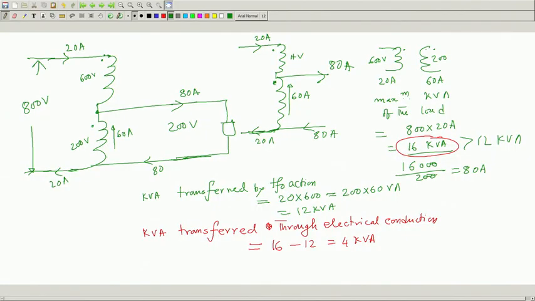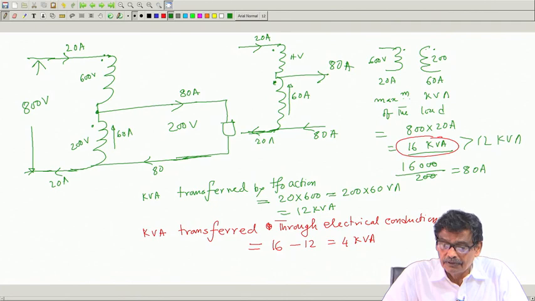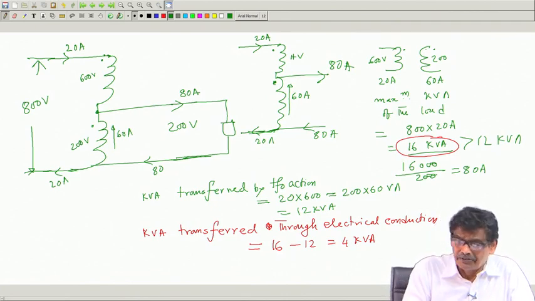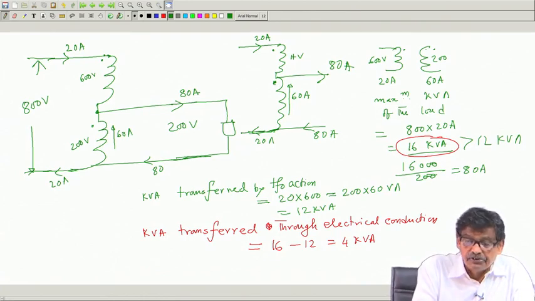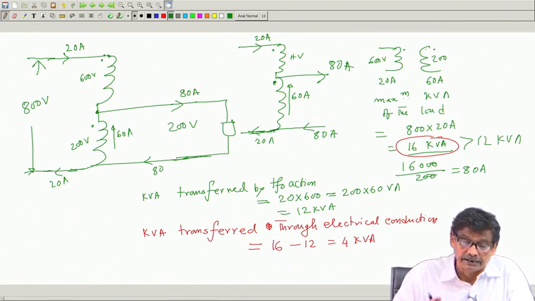In our last class, as you know, we were discussing how a two winding transformer can also be connected as an auto transformer, and for some interesting connections, how to calculate the distribution of current in the several windings.